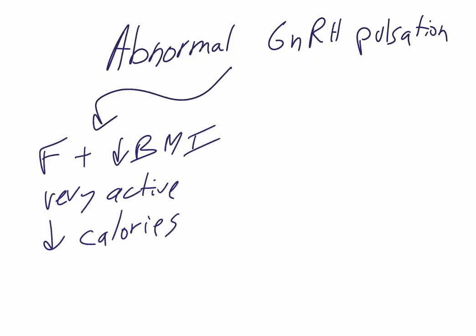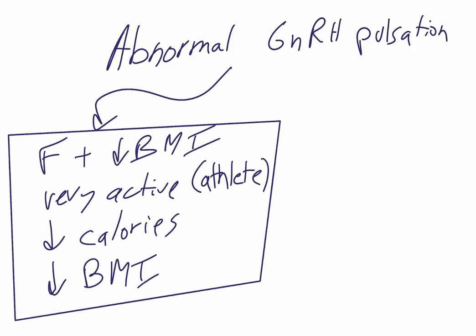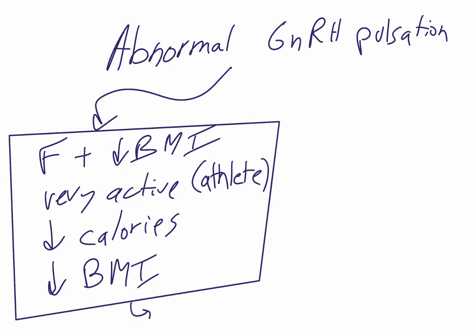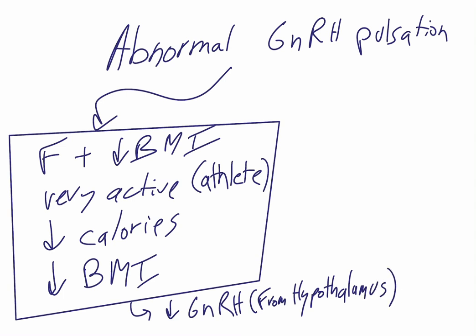Today we're going to be going over when abnormal GnRH pulsation is the correct answer on USMLE. And really there's two types of patients they want you to associate this with. The first is going to be a female with a low BMI, possibly very active, like training for a triathlon or running a marathon. It can be really any athlete with a decreased caloric intake and a decreased BMI.